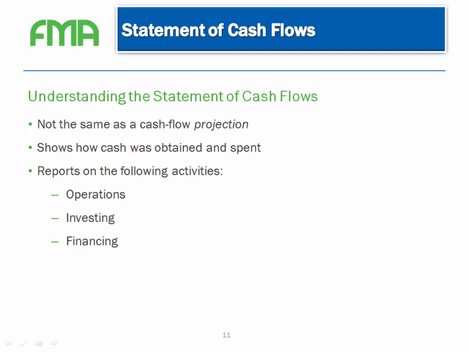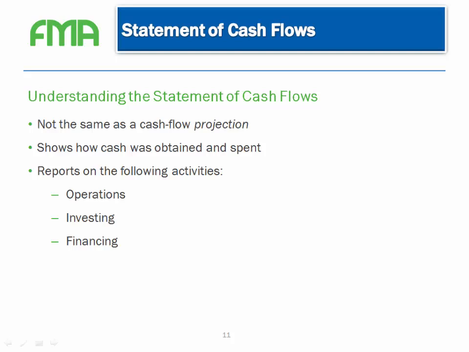The final financial statement that we will be looking at is the statement of cash flows. Now, the first thing to note is that the statement of cash flows is not the same thing as a cash flow projection. The statement of cash flows actually looks back at the previous year and shows where our cash came from and how it was used. It's not the same as a cash flow projection, which is a forward-looking financial document, which projects cash coming in and cash going out over the course of coming months and weeks. The cash flow projection is a very important tool for effective financial management.